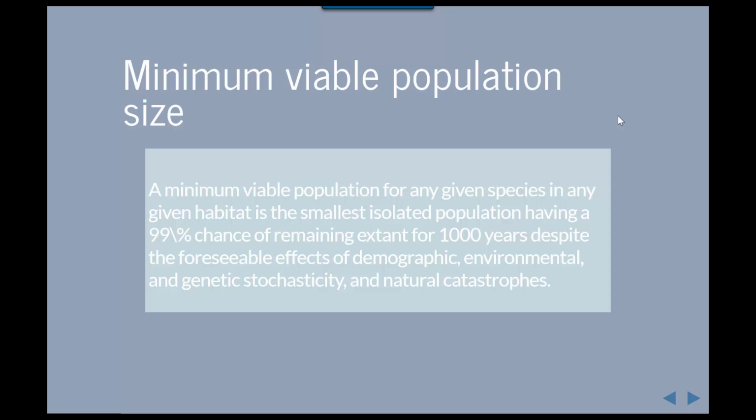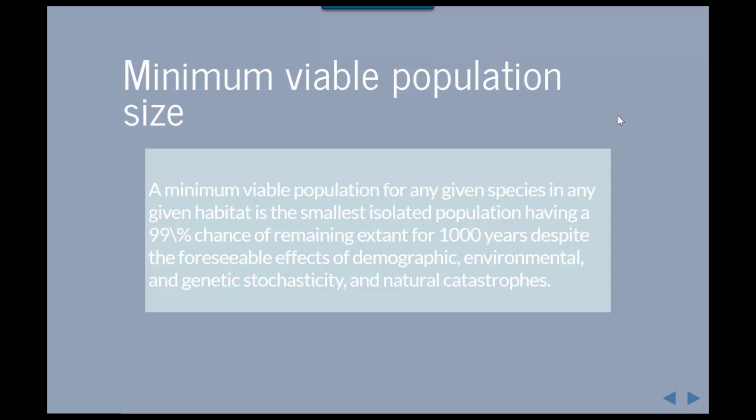So one phrase that's quite commonly heard is minimum viable population size. This is a concept that was advanced back in the early days of conservation biology, and I've got the definition of it up here on the screen.